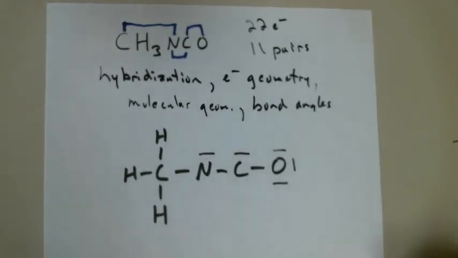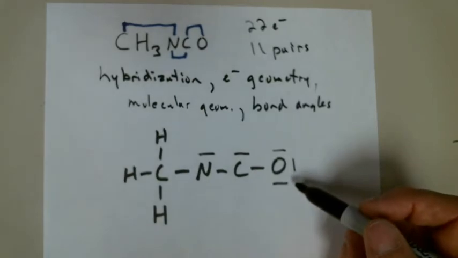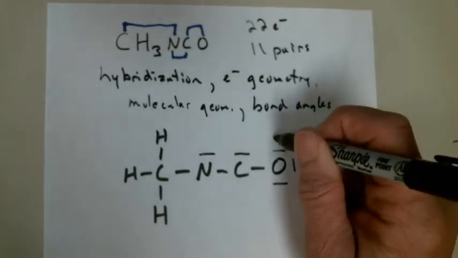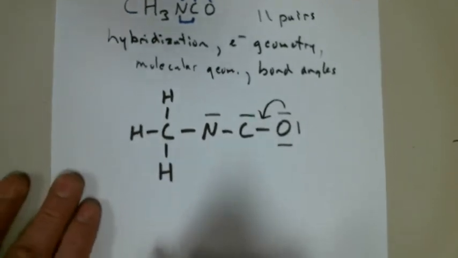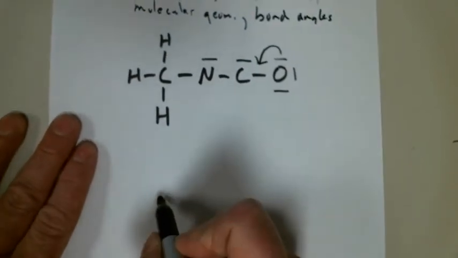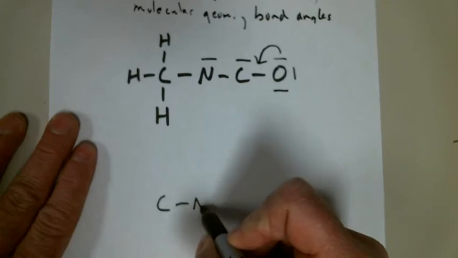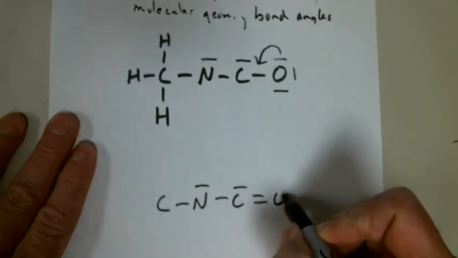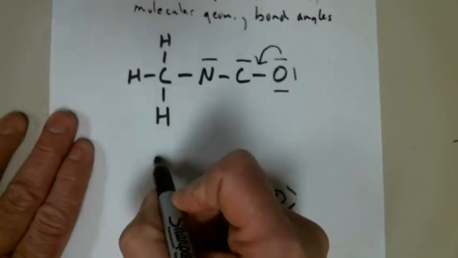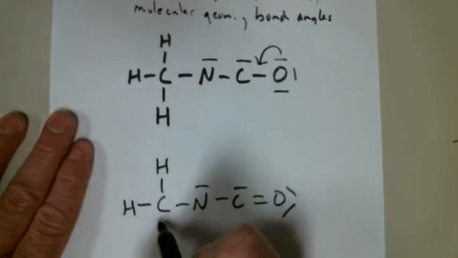Well, first thing, oxygen's got a lot of lone pairs. Why don't we take one of those and stick that in? Let's see what that gives us. So I'm going to rewrite that down here. Carbon, nitrogen, carbon, double bond, boom, boom. Let's see what we get with that.